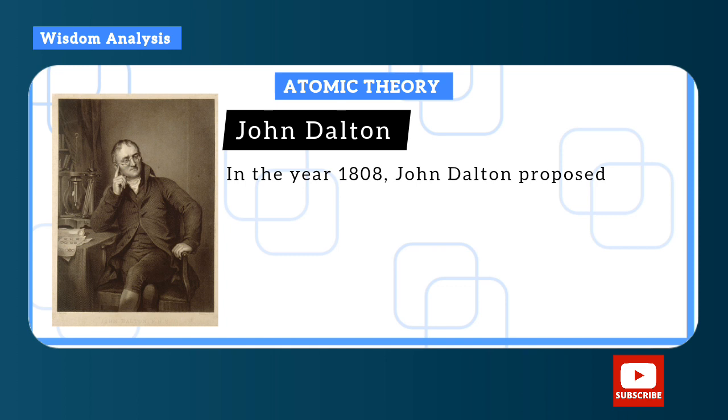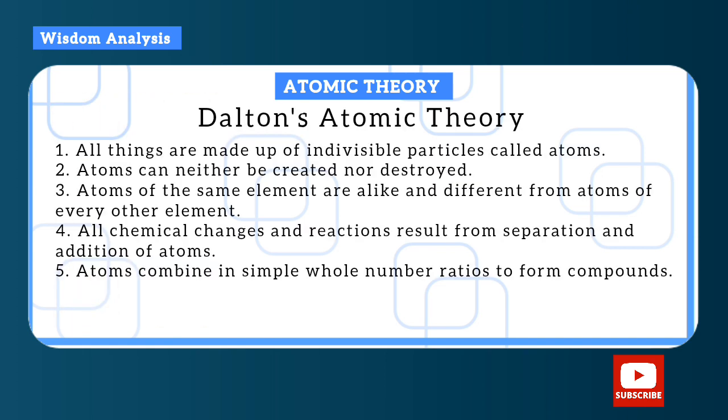John Dalton. In the year 1808, John Dalton proposed the Dalton's atomic theory, which goes as follows. Number 1. All things are made up of indivisible particles called atoms. 2. Atoms can neither be created nor destroyed. 3. Atoms of the same element are alike and different from atoms of every other element. 4. All chemical changes and reactions result from the separation and addition of atoms. And 5. Atoms combine in simple whole number ratios to form compounds.